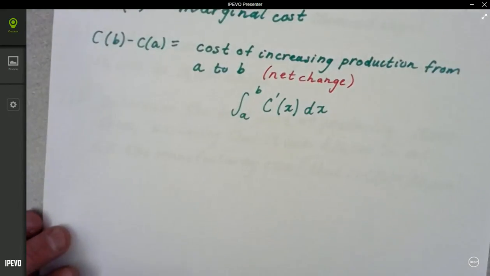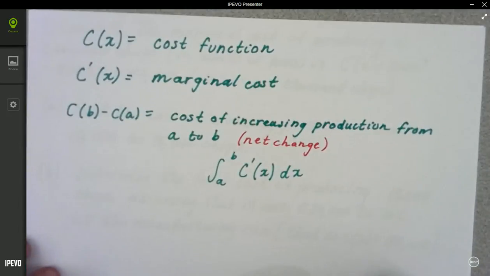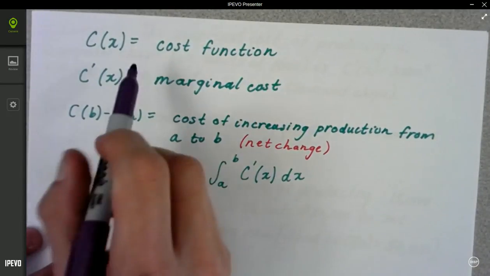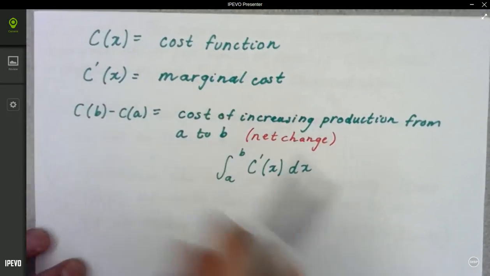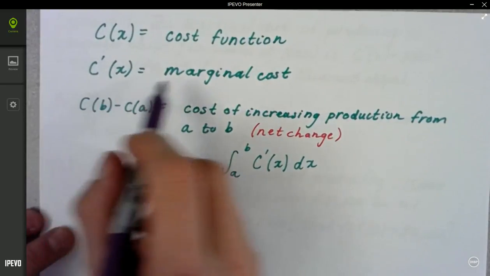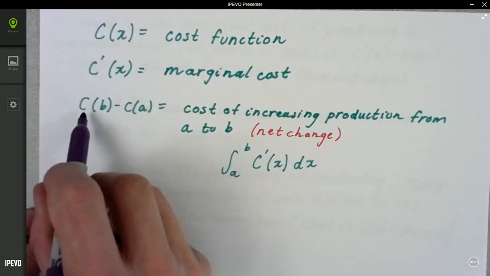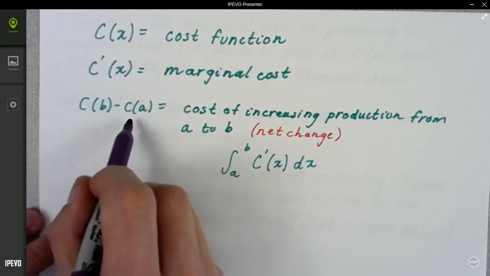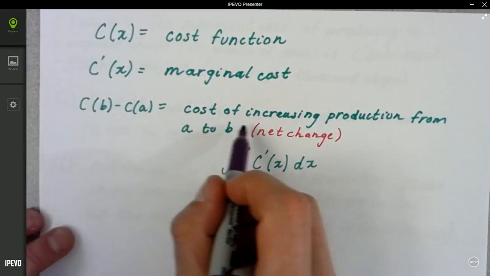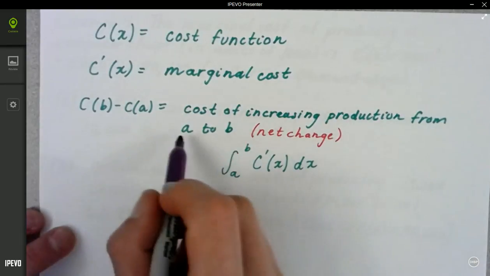Okay, so let's go ahead and look at the setup of this. So the cost function we're going to be calling C of x. C prime of x is going to be what's called the marginal cost. And C of B minus C of A is going to be the net change. It's the cost of increasing production from A to B.